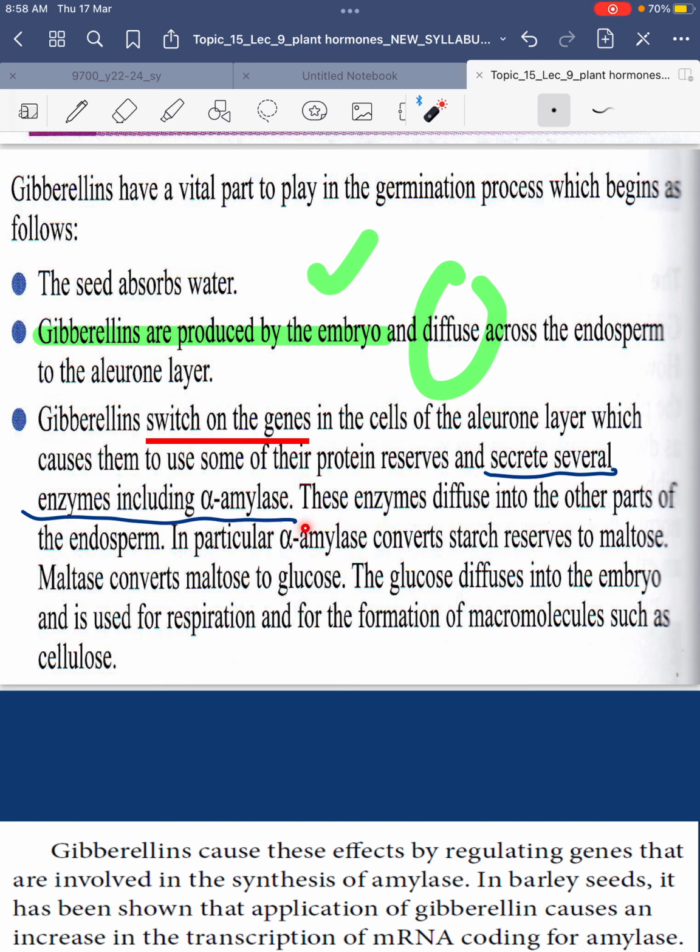In particular, amylase converts starch into maltose, and then maltase converts the maltose into glucose. The glucose will diffuse into the embryo and be used for respiration and for the formation of macromolecules such as cellulose and so forth.